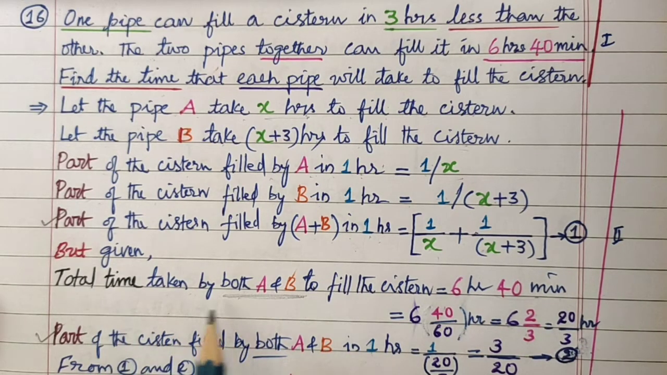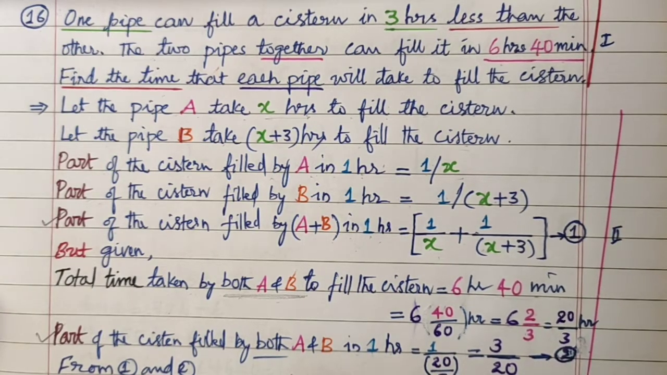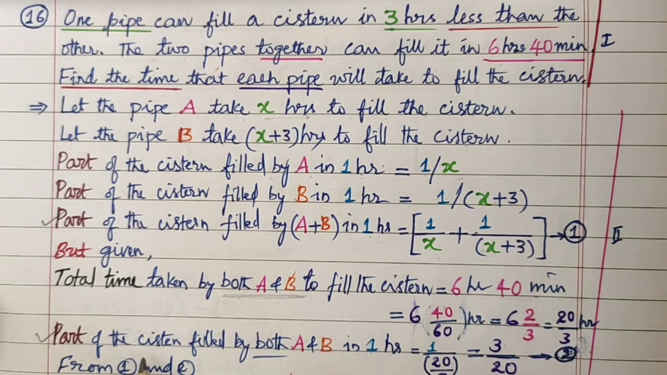This is the total time taken by A and B to fill the whole cistern. Then the part of the cistern filled by both A and B in 1 hour is going to be 1 divided by the total time taken, 1 divided by 20 by 3. This gives 3 by 20. The part of the cistern filled by both A and B in 1 hour is going to be 3 by 20.